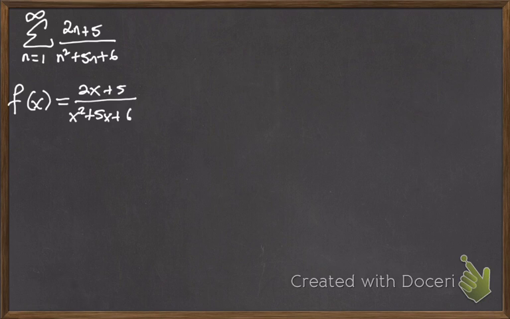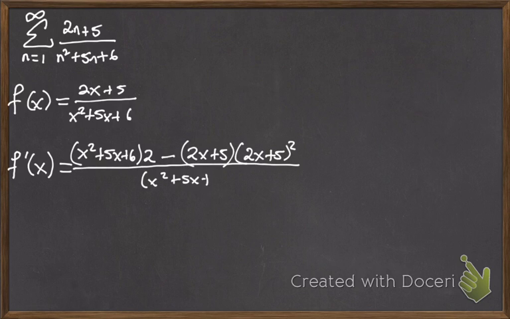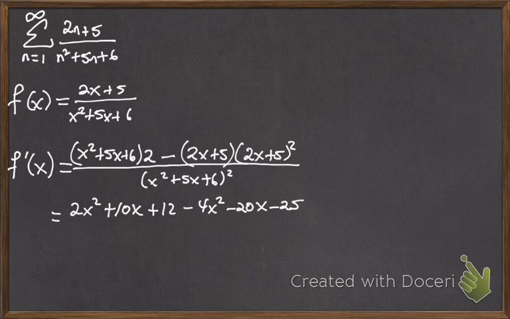How we can show a function is decreasing is to use the first derivative and show that the first derivative is negative. In this case, for the integral test, it needs to be from 1 to infinity. So we'll go ahead and take the derivative. It's just the quotient rule, so it's going to be low d high minus high d low, all over low squared. Okay, and then we'll simplify that down. So 2x squared plus 10x plus 12 minus 4x squared minus 20x minus 25, all over the common denominator squared.